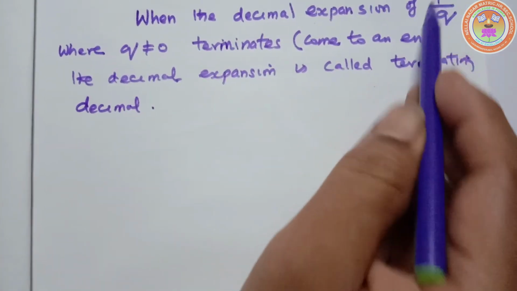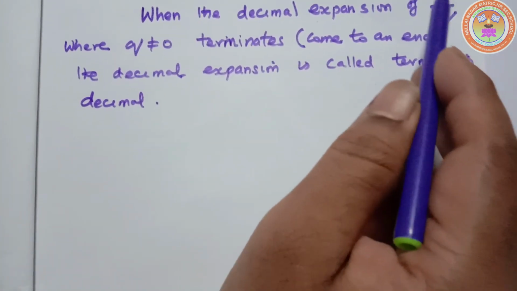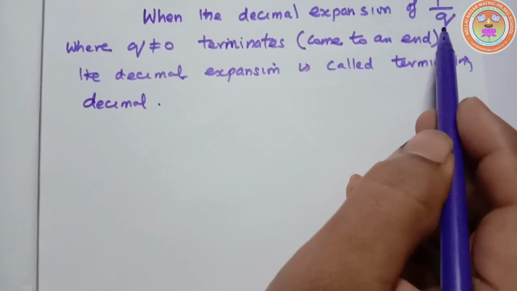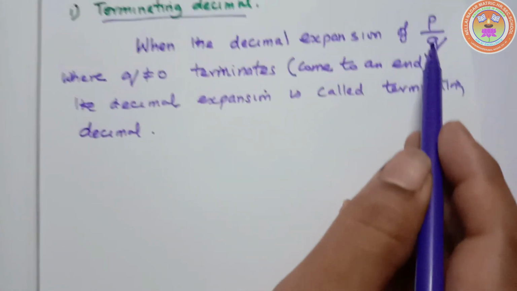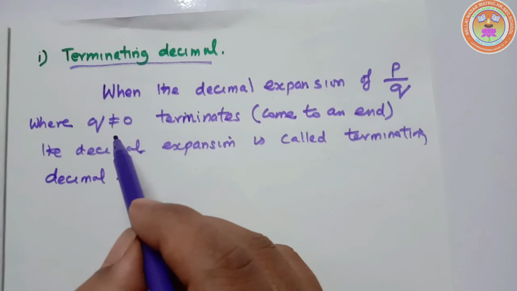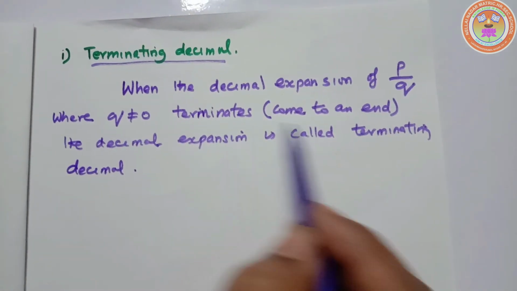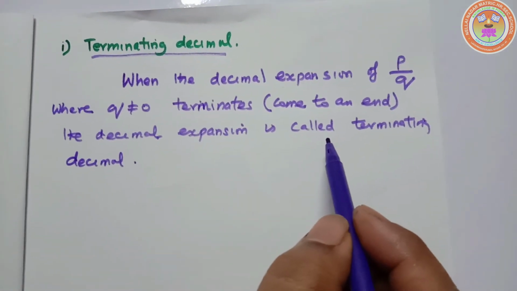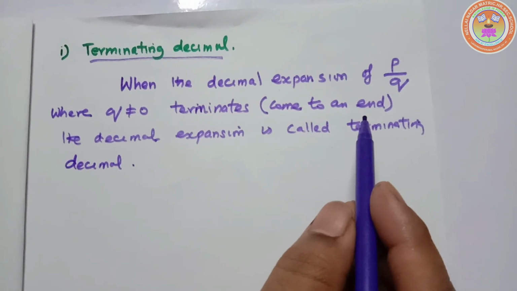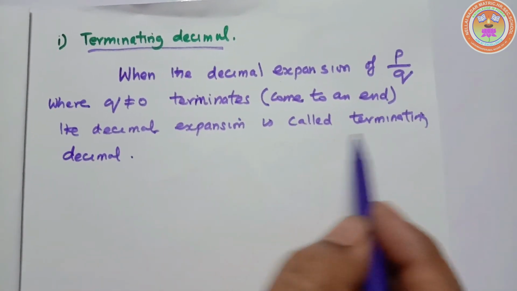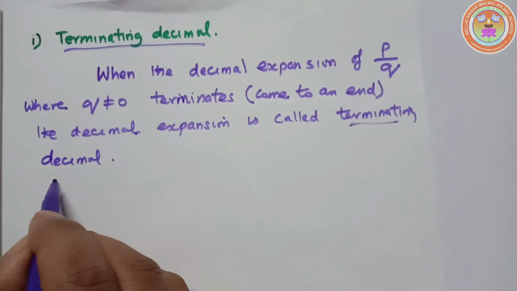When the decimal expansion of p by q form. Actually, p by q is what form? It is a rational number, right? A rational number where q is not equal to 0. When it terminates, it means when you divide, the remainder you get is 0. That is, it comes to an end. Then the decimal expansion is called a terminating decimal.